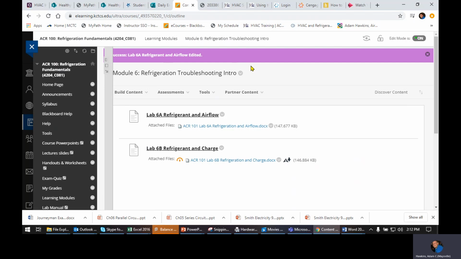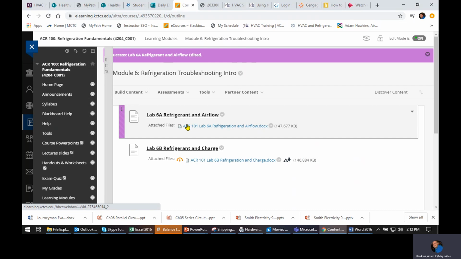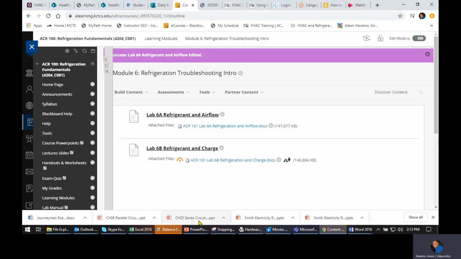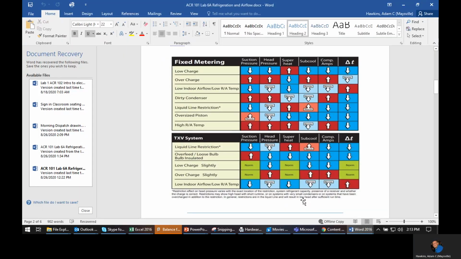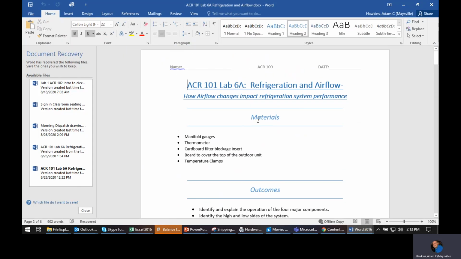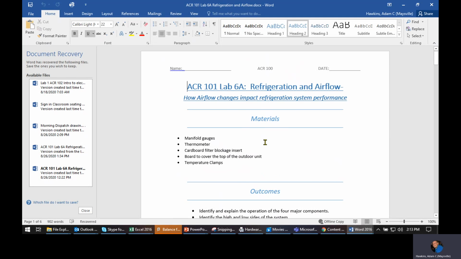I'll be probably downloading some more information as well, some more troubleshooting guides and things like that. So there'll be more added to that than what you see on my screen. Once you're in there, you can go ahead and click on one of those labs. And so I'm actually going to open up one of those, 6A, which is refrigeration and airflow.